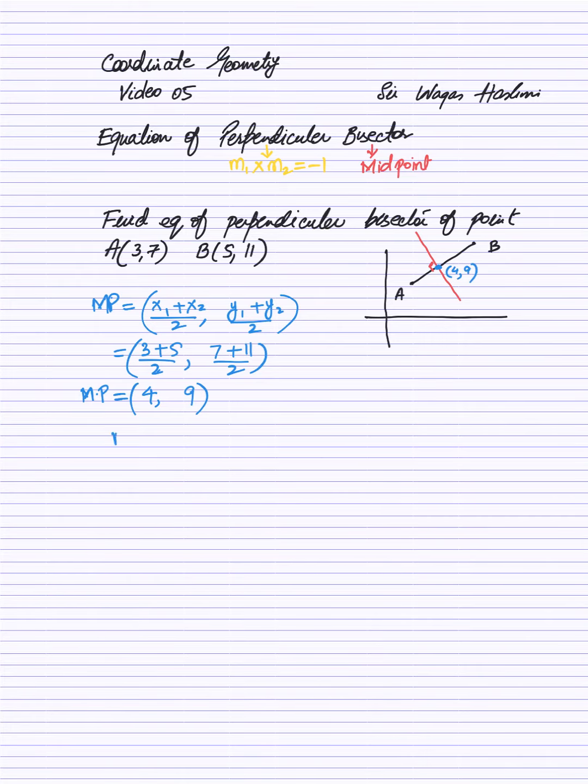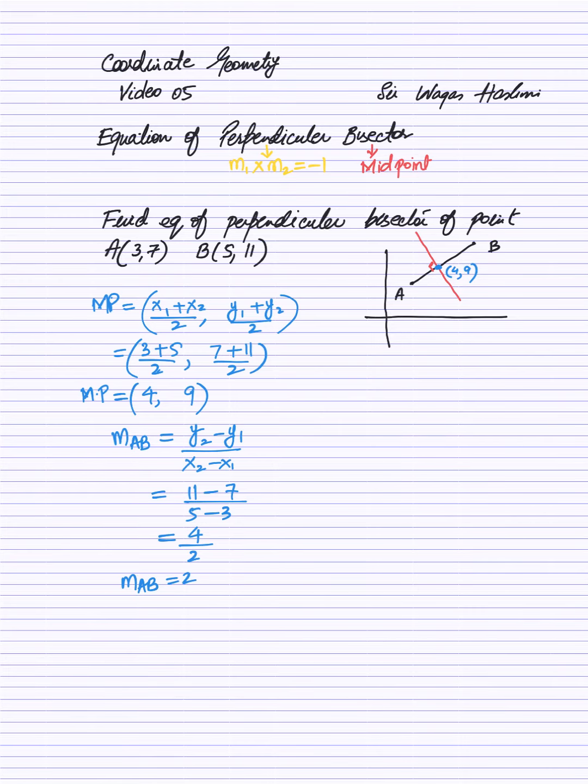Now I need to find the gradient of AB. The working formula is y2 minus y1 divided by x2 minus x1. So y2 is 11 minus 7 divided by x2 minus x1. So 11 minus 7 is 4 and 5 minus 3 is 2. So the gradient of AB is 2.